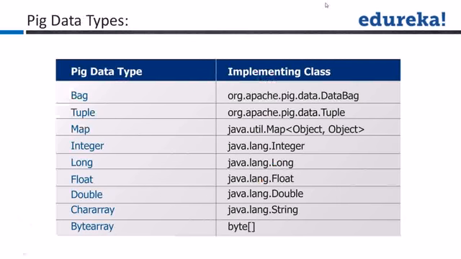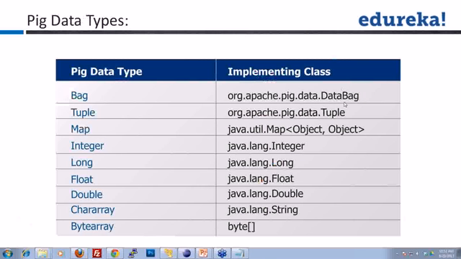Now this shows the different implementing Java classes for each of these. So bag is implemented by a special Pig class which is not a normal Java class. It is called pig.databag, and similarly tuple is implemented like this. Map is java.util.map. Yes, I can show you an example of that as well. Just give me some time.